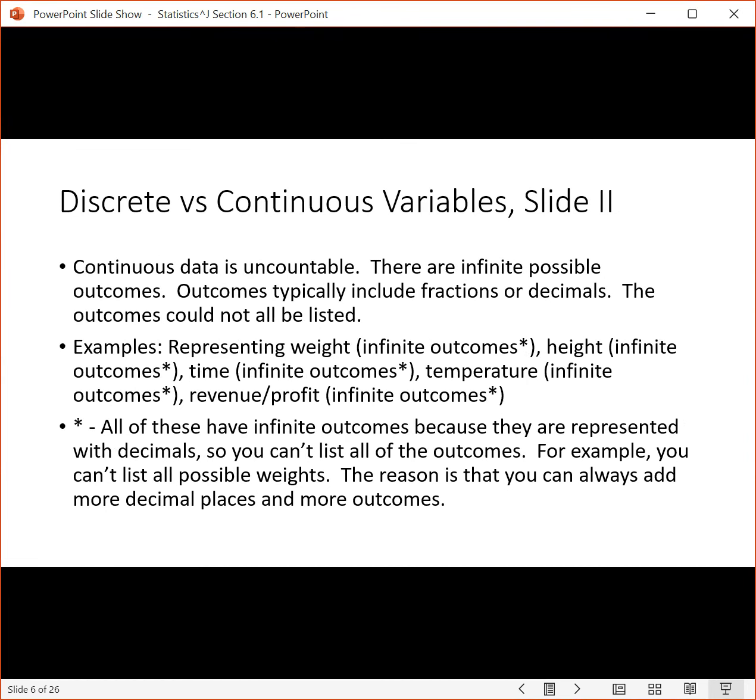Continuous data, by contrast, is uncountable. There are infinite possible outcomes. All right, how do we represent that? Outcomes are typically fractions or decimals. And because of that, you could not list all of the outcomes. So what are examples? Anything that you'd use decimals with is going to be an example. So weights, we would use decimals with. Height, time, temperature, revenue, or profit.